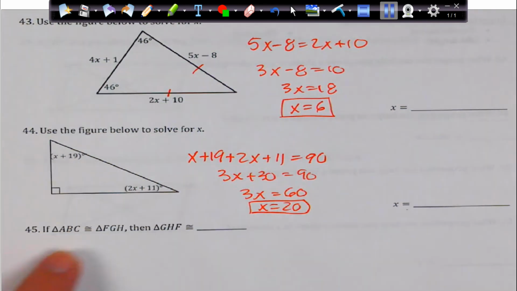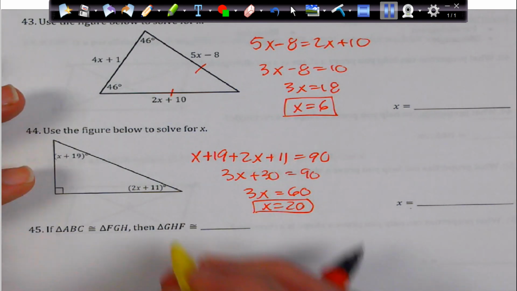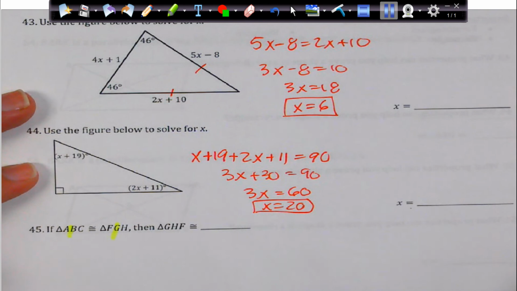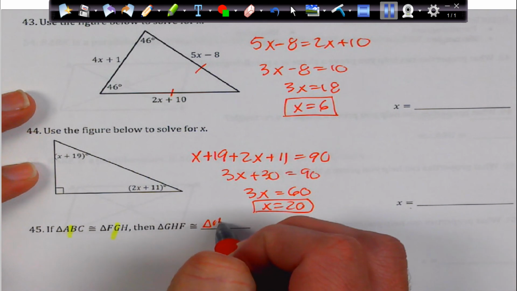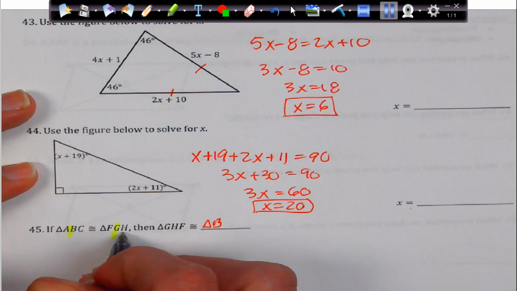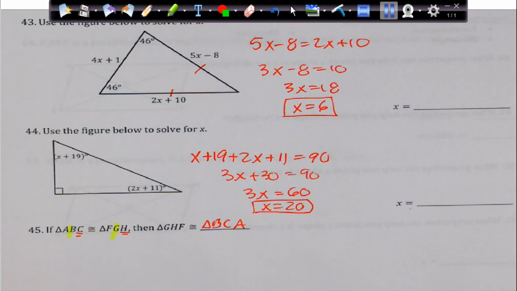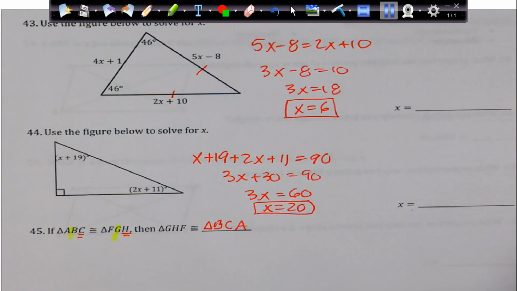And if ABC is congruent to FGH, what would GFH be? So we just line up. G and B match, so the first one would be B. And then, let's see, H lines up with C. And then the last one we have left is A. 5 more to go. We got this.